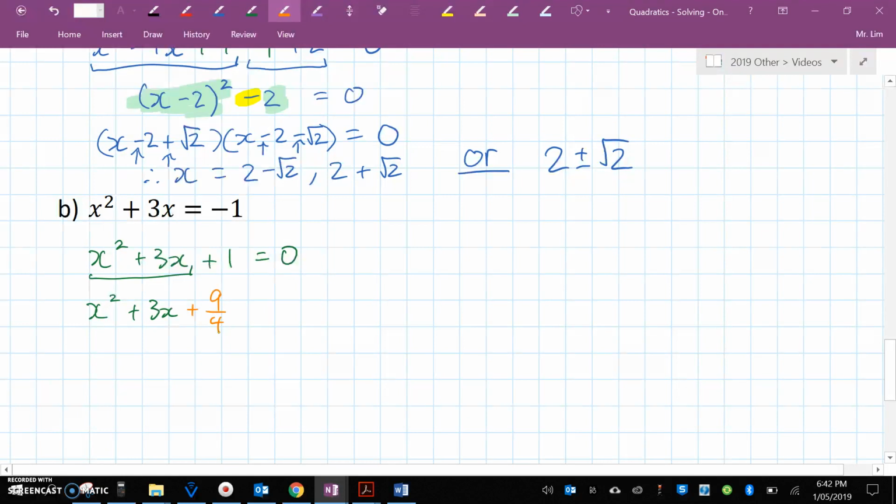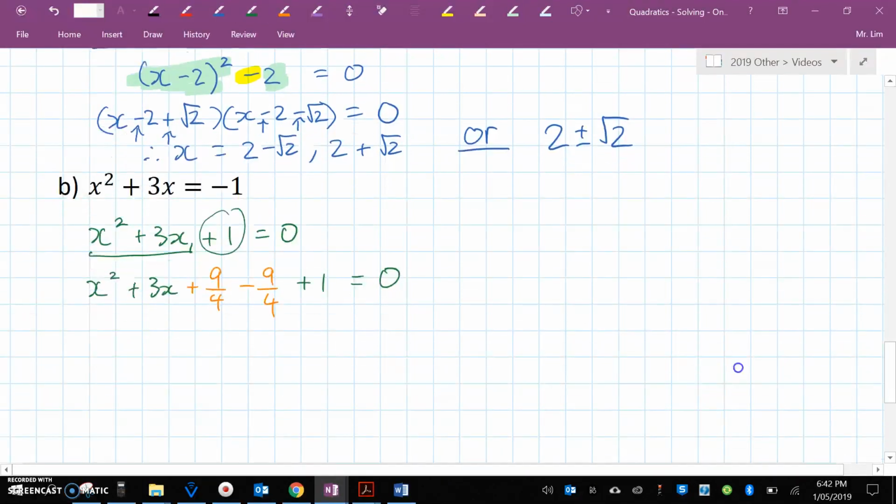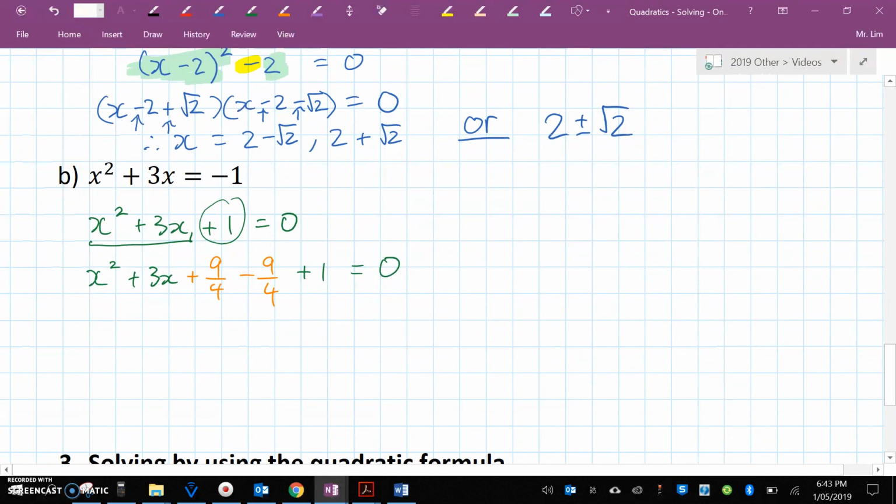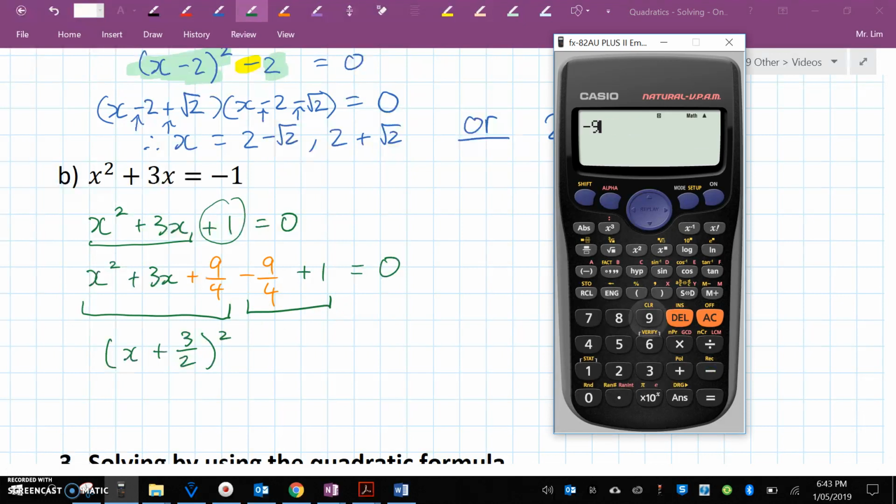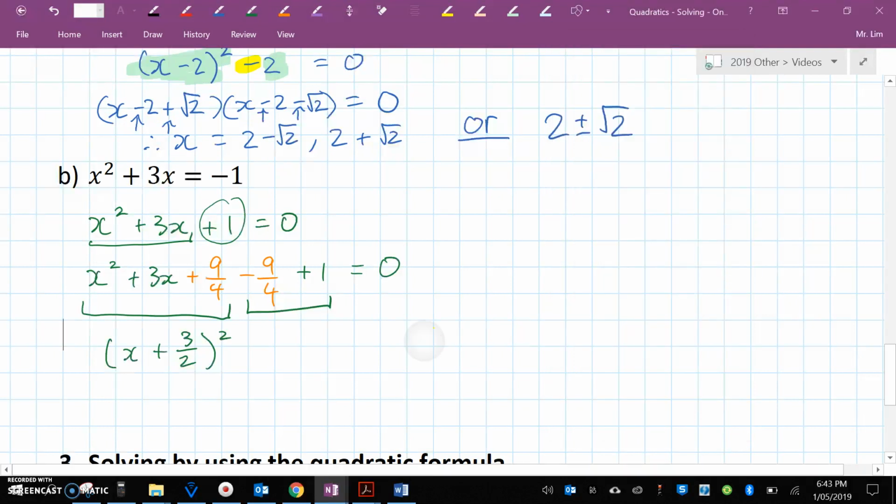Now I'm going to add 9 over 4. Because we added 9 over 4, we need to minus 9 over 4. We need to write in that plus 1 equals 0. And we see that this is a perfect square. We can factorize it to x plus 3 over 2 all squared. This becomes minus 9 over 4 plus 1, minus 5 over 4, is equal to 0. And now we can factorize this.